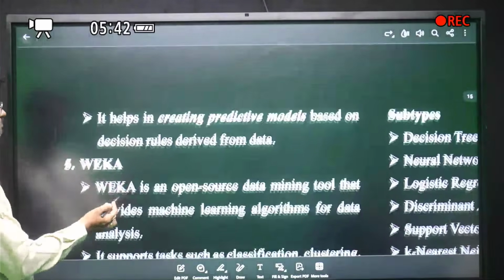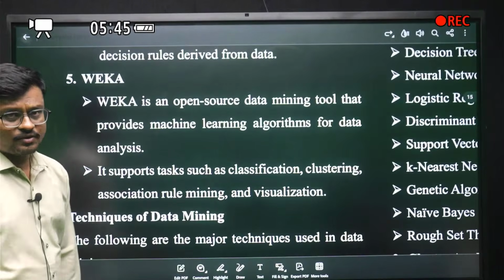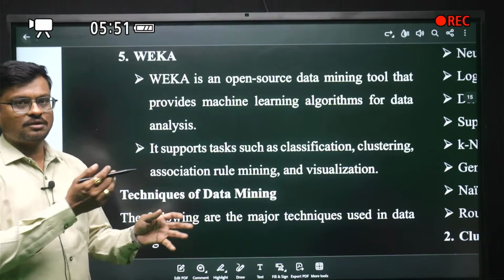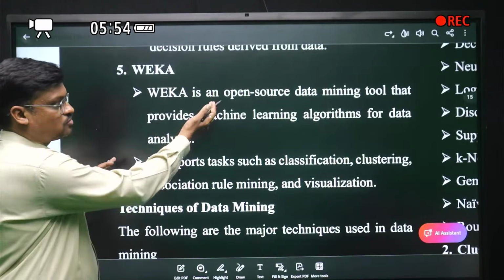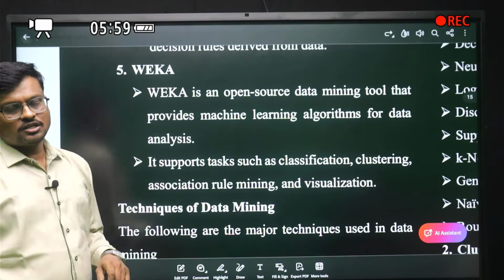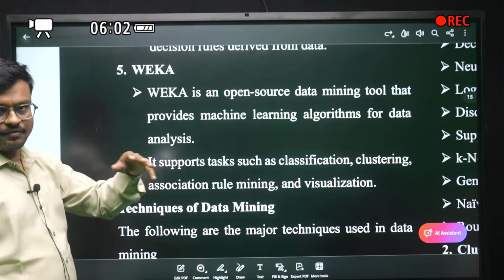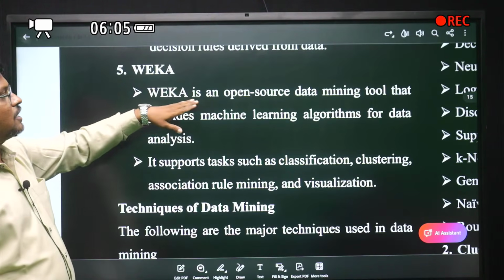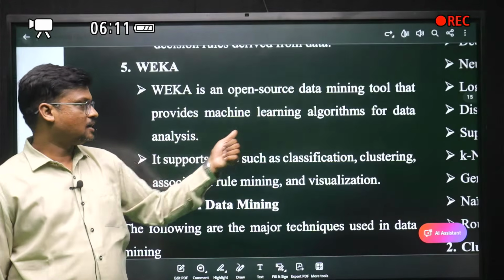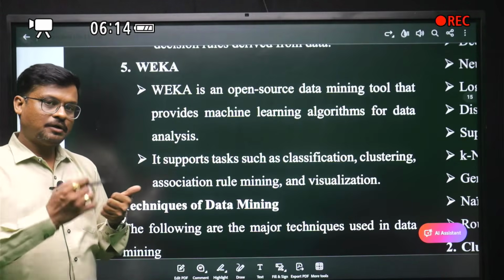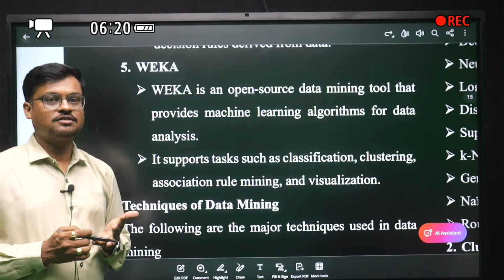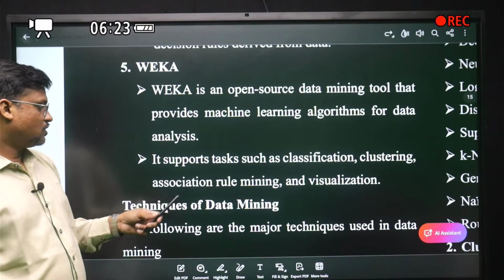And the fifth one is WEKA, the Waikato Environment for Knowledge Analysis. Most educational institutions, when they want to practically implement warehousing and mining, follow this, which is open source. That's the important reason we can apply our data mining techniques, and hence most educational institutions use this. WEKA is an open source data mining tool that provides machine learning algorithms for data analysis. So you'll be able to apply classification, clustering, regression, and also different visualization techniques on your data.